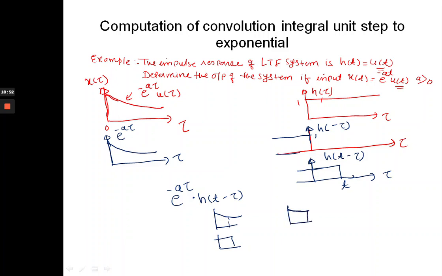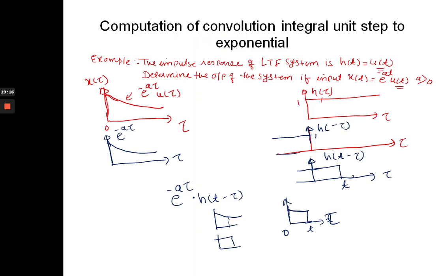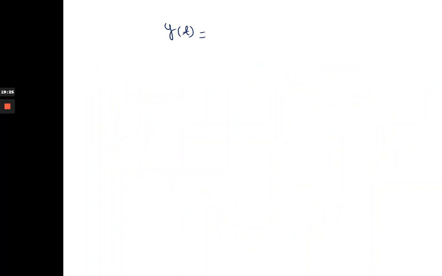This is an exponential signal, and it exists from tau equal to 0 to t. Hence the limit of integration becomes 0 to t, and the resultant signal is e raised to minus a tau. Hence we will integrate the signal y of t. The last step is the integration: y of t equals the integral from 0 to t of e raised to minus a tau into 1 d tau.